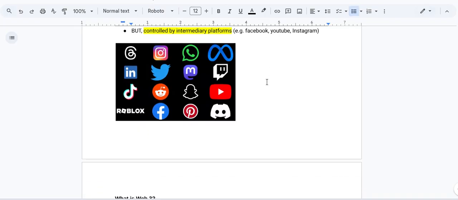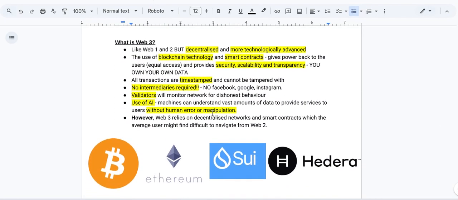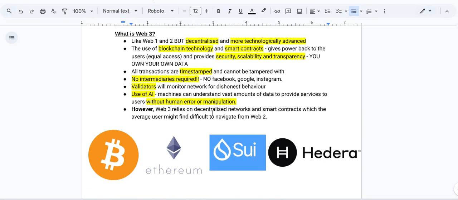However, this takes me on to Web 3. So Web 3 is in the process where it is available, but it's about the accessibility for people to use it. So let's just start with what Web 3 is. So Web 3 is like Web 1 and Web 2, but it is decentralized and more technology advanced. So the decentralization of it is done by the use of blockchain technology and smart contracts.